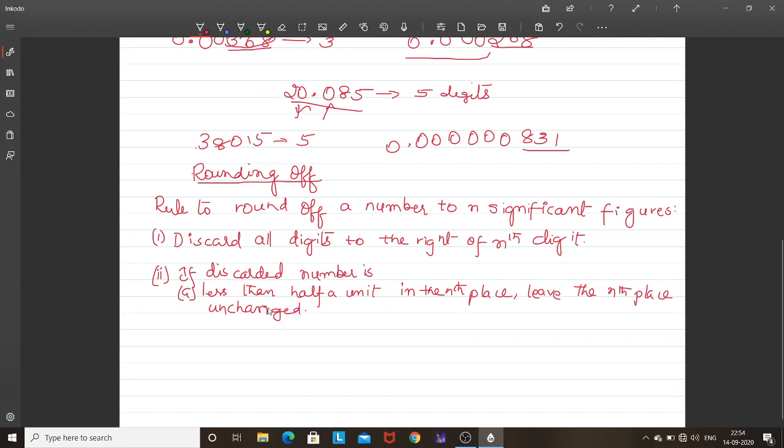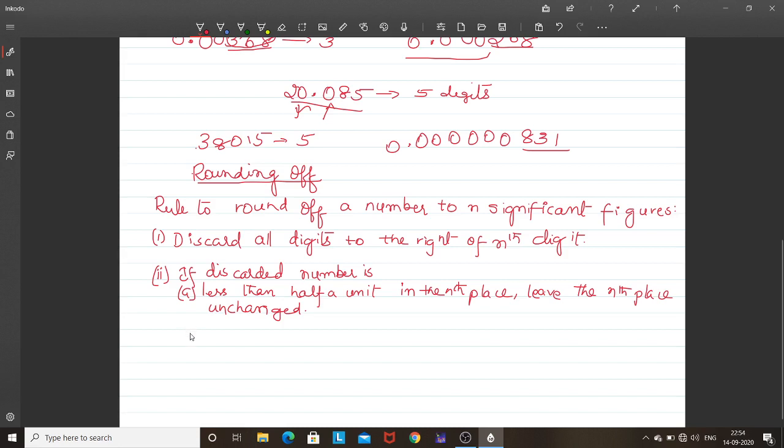Okay. So if the discarded number, the number which lies very next to the nth digit, is less than half a unit in the nth place. Suppose the discarded number is 4 and your nth digit is 9. The half of 9 is 4.5, so 4 is less than that. So your number is less than half of the digit in the nth place, so you retain it as it is, you do not change.